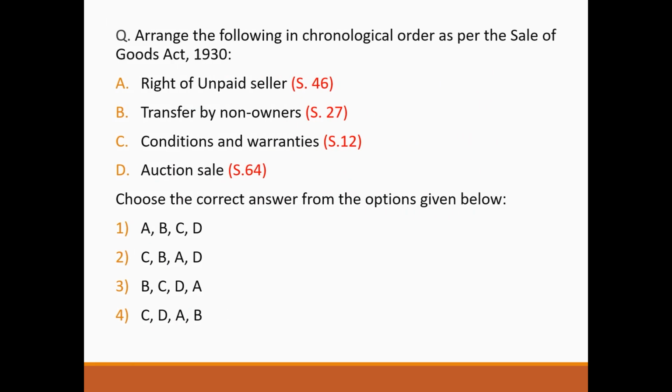Next question. Arrange the following in chronological order as per Sale of Goods Act 1930. Right of unpaid seller, Section 46. Transfer by non-owners, Section 27. Conditions and warranties, Section 12. Auction sale, Section 64. So answer will be option number 2.